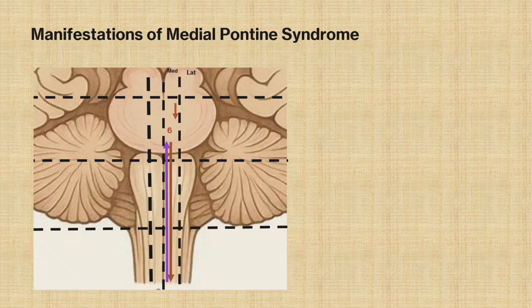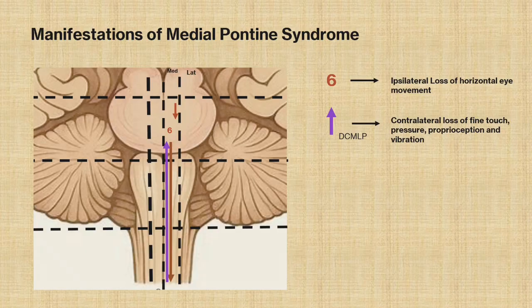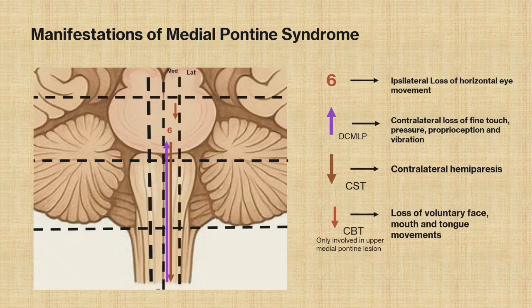Now, what are the manifestations of medial Pontine syndrome? Because of the involvement of cranial nerve nucleus number 6, we have ipsilateral loss of horizontal eye movement. Now there is involvement of the dorsal column medial lemniscal pathway, so there is contralateral loss of fine touch, pressure, proprioception and vibration. The corticospinal tract is involved, so there is contralateral hemiparesis. And if the corticobulbar tract is involved, there is loss of voluntary face, mouth and tongue movements.